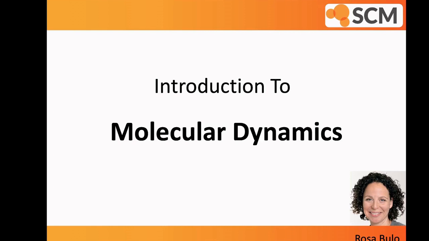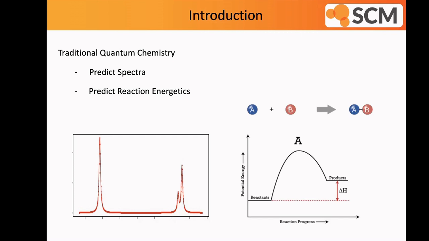Today's tutorial will be an introduction to molecular dynamics, and this is mostly directed towards chemists who are already familiar with traditional approaches in computational quantum chemistry, where the goal is often to do things like predict spectra or predict reaction energetics, and this is then done using static methods like geometry optimizations, frequency calculations, and transition state searches. In this tutorial, I will outline how to produce the same things, only using molecular dynamics instead of static approaches.